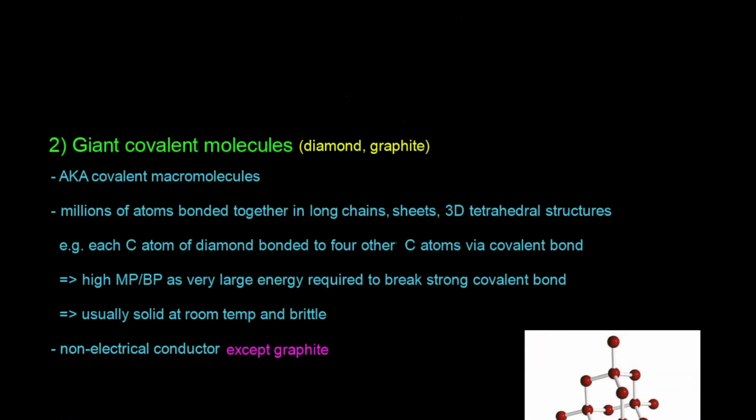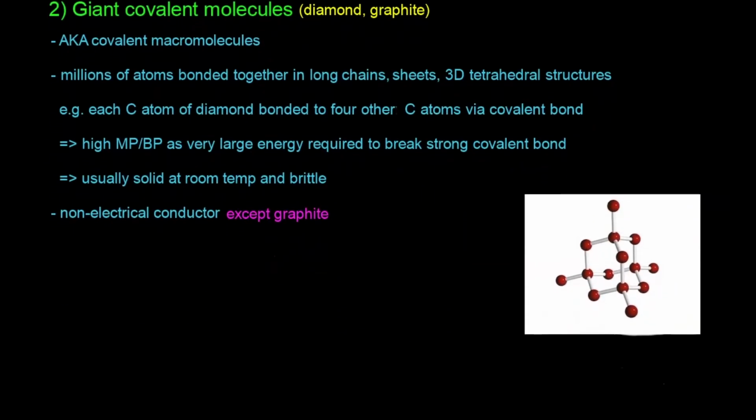Let's move on to the next one, which is giant covalent molecules, which in your syllabus is really just diamond and graphite. They are also called covalent macromolecules. It's really just millions of atoms bonded together in long chains, sheets, or 3D tetrahedral structures. We'll talk about these three in the next video for diamond and graphite. Basically, each carbon atom of diamond is bonded to 4 other carbon atoms via covalent bonds. I'm using diamond as an example, but this applies for graphite as well.